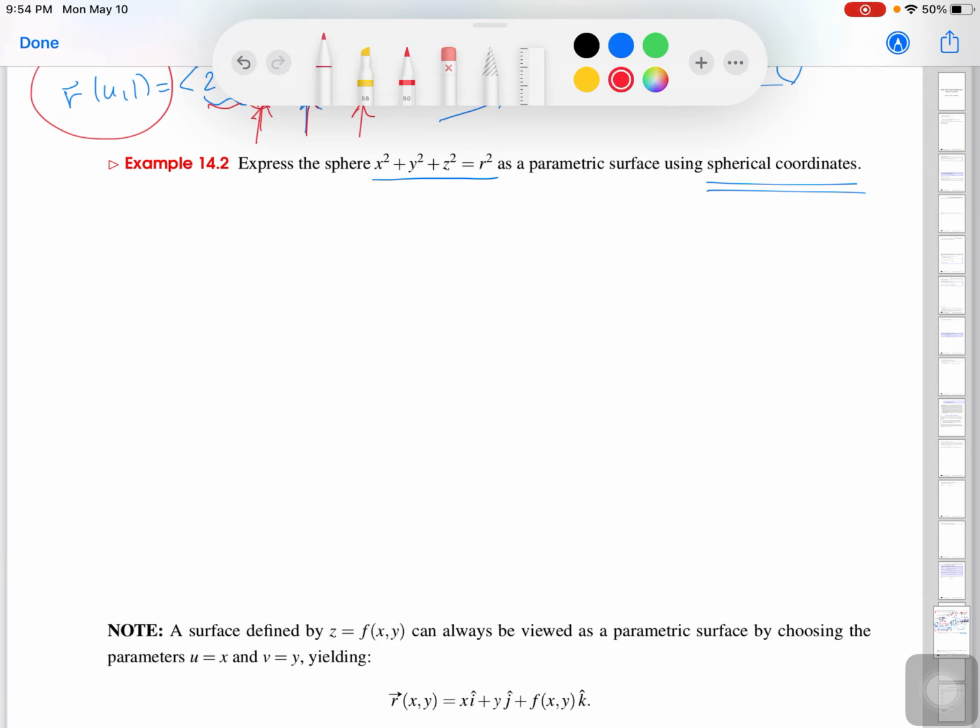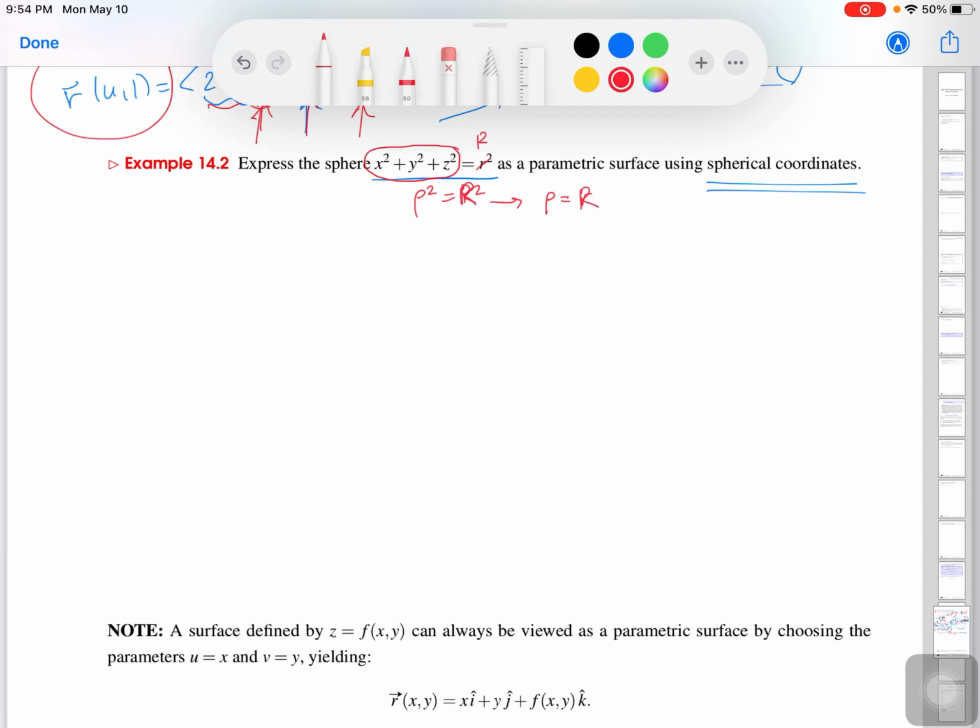So the first thing to remember is that when you see x squared plus y squared plus z squared in spherical coordinates, that is just rho squared. So the equation of the sphere in spherical coordinates here is rho equals r. So that is nice. And actually let me do one thing, let's change this to capital R so we don't confuse it with the other R's that will pop up.